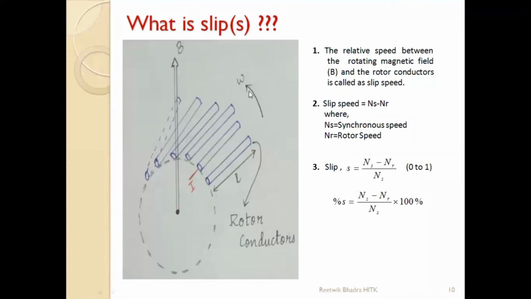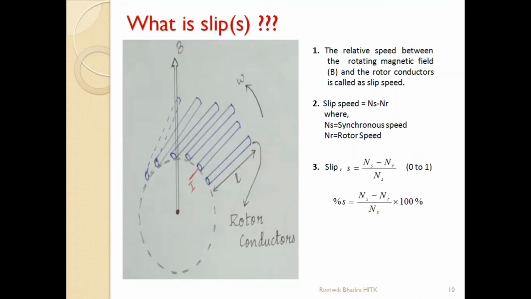So there will always be a relative speed between this magnetic field and these rotor conductors, and that is termed slip speed. The relative speed between the rotating magnetic field and rotor conductors is termed slip speed. So that slip speed is Ns minus Nr, where Ns is synchronous speed. Nr we are taking as rotor speed. Many books have taken N, m or N. You can take any.